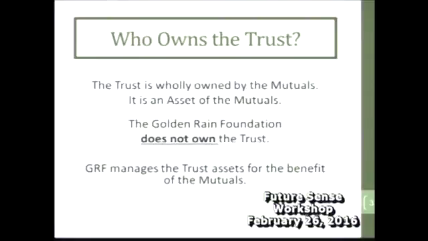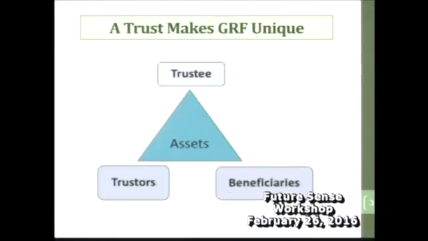So this is the interesting one. Who owns the trust? So the trust is wholly owned by the mutuals. It is an asset. It's an asset of the mutuals. GRF does not own the trust. What GRF does is executes it and manages it to maintain it. They manage the trust assets for the benefit of the mutuals. So the trust is actually what makes GRF unique.